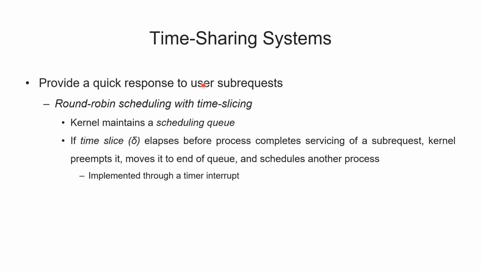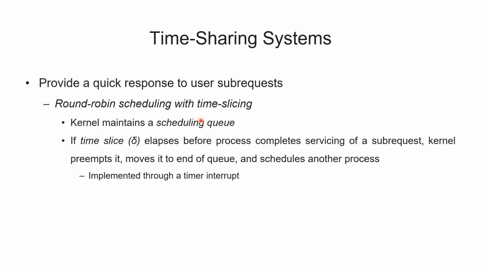The main aim of this time sharing system is to provide quick response to the user sub-request. To achieve this goal, the CPU time is shared among the processes in such a way that each process for which a sub-request has been made gets the CPU in turn, without much delay. Whatever process is ready to use the CPU, the CPU will be allocated to each and every process.